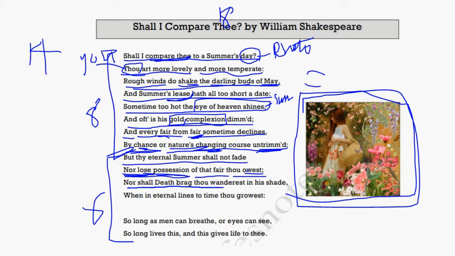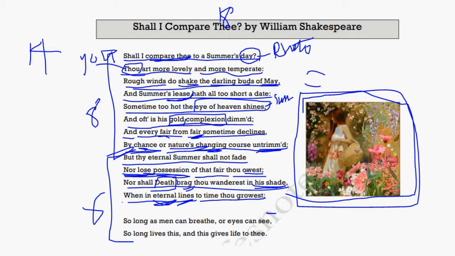Nor shall death brag thou wanderest in his shade. Here, death is personified as a conqueror. It means death never boasts of having his friend's beauty in its realm. When in eternal lines to time thou growest. Here, death cannot keep control over his friend's beauty, as the poet makes him eternal through the lines of the poem.